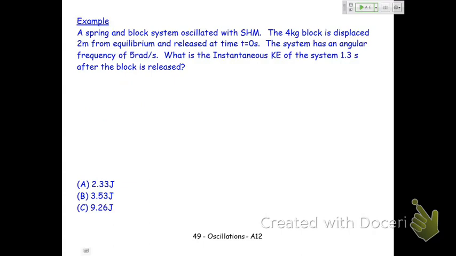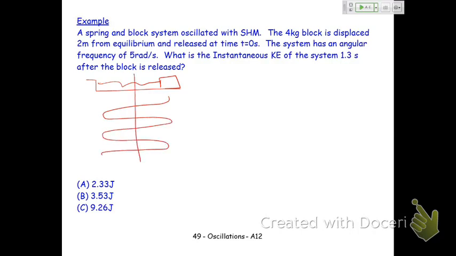Go back here. Pen. So spring and block system oscillates with simple harmonic motion. There's my equilibrium position. 4 kilogram block, displaced 2 meters at time t equals 0. I'm getting better, aren't I? I'm defining things better in my question. The system has an angular frequency, so omega is equal to 5 radians per second.